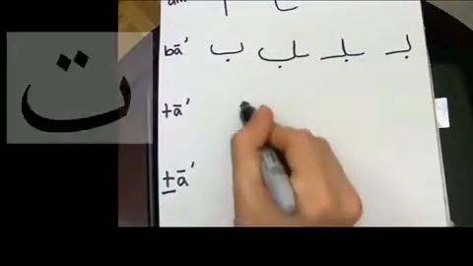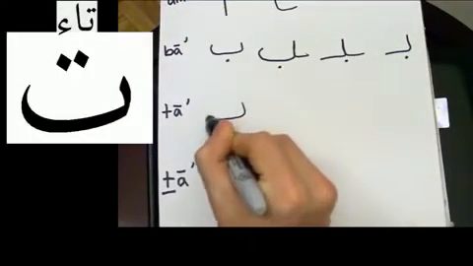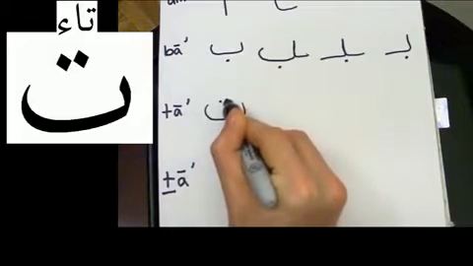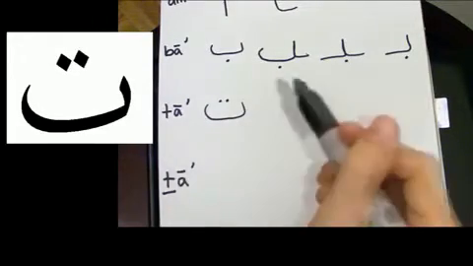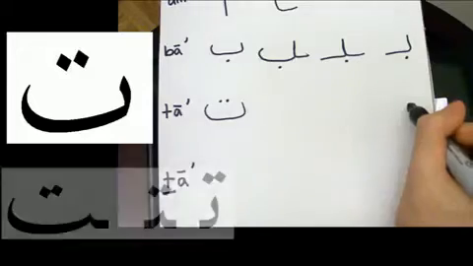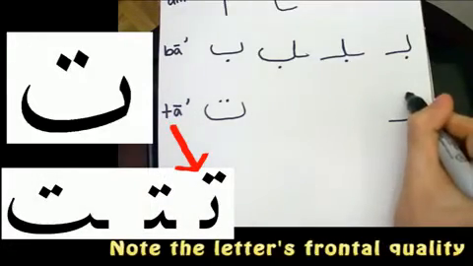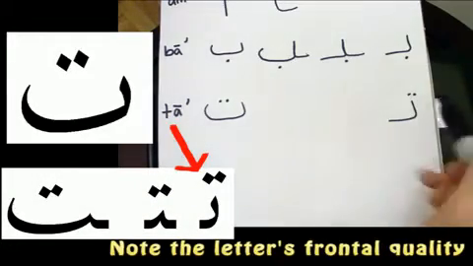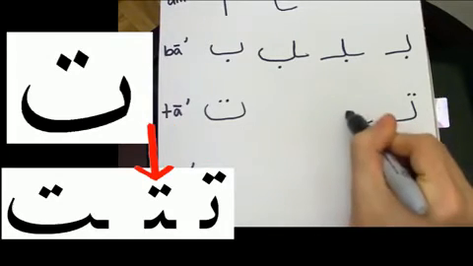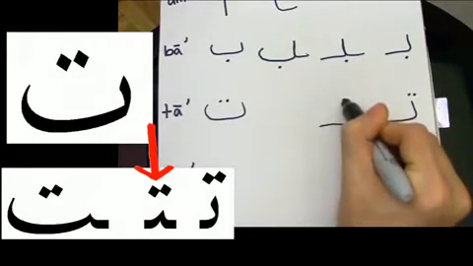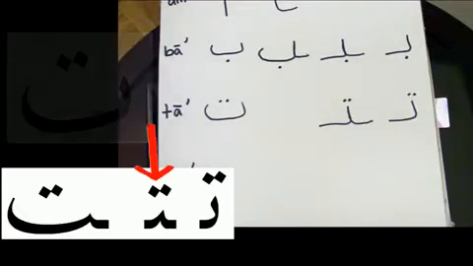As we move to the Ta, you will notice that the next 2 letters are written similar to the Ba. The principal difference being the placement of the dots. When speaking the letter Ta, keep in mind the frontal quality of the letter. This is important to keep in mind because there is an emphatic version of the Ta later on that is pronounced differently.